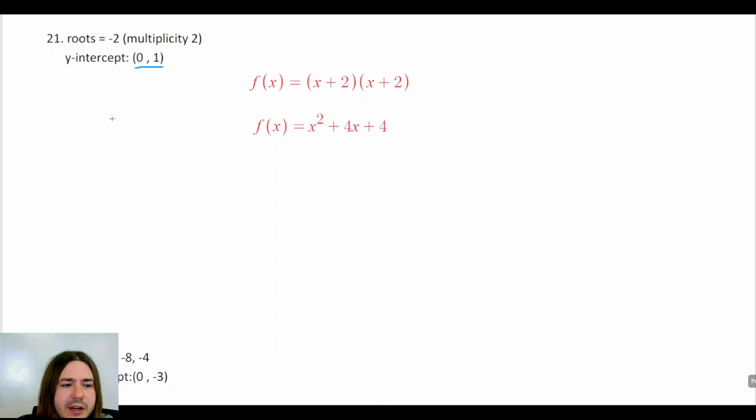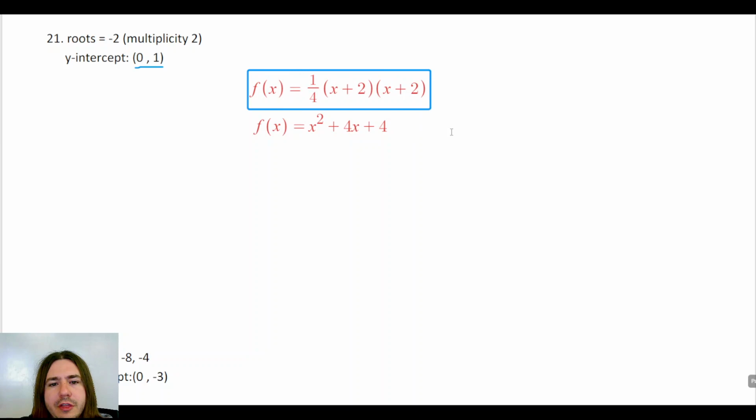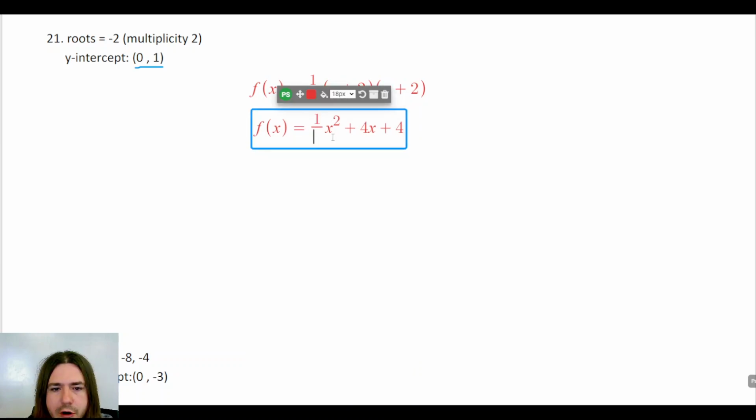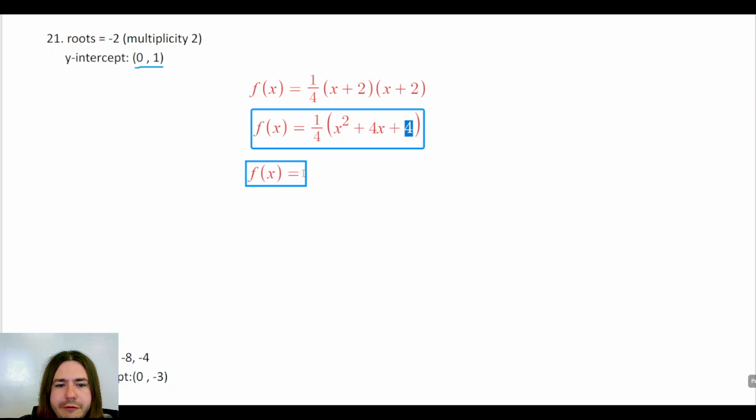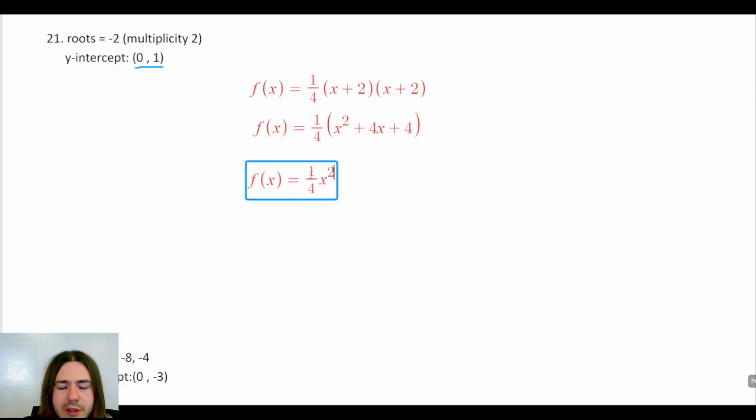And the answer to that question is 1/4. So really what I want to do here is multiply the whole function by 1/4, and that's not going to affect any of my roots, so I don't need to worry about that. But what it will do is fix the y-intercept for me. So I've got 1/4 times x squared plus, well, 4 times 1/4 is 1, so it's just going to be x plus 1. And there's your function. So this function will have the two roots being -2, and they're the same.